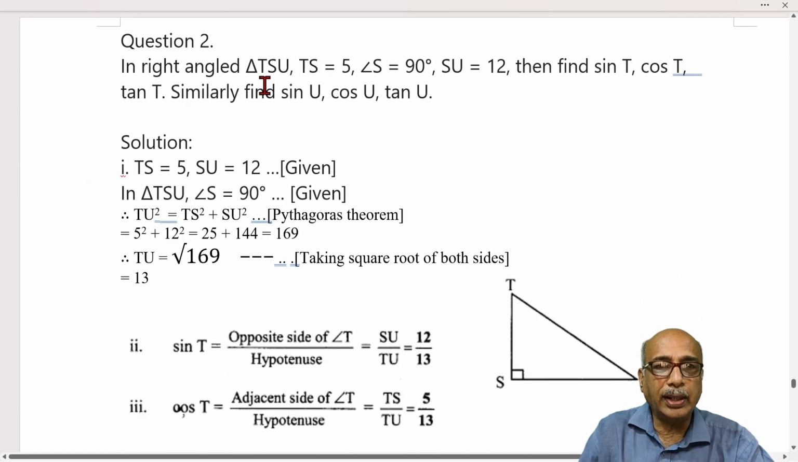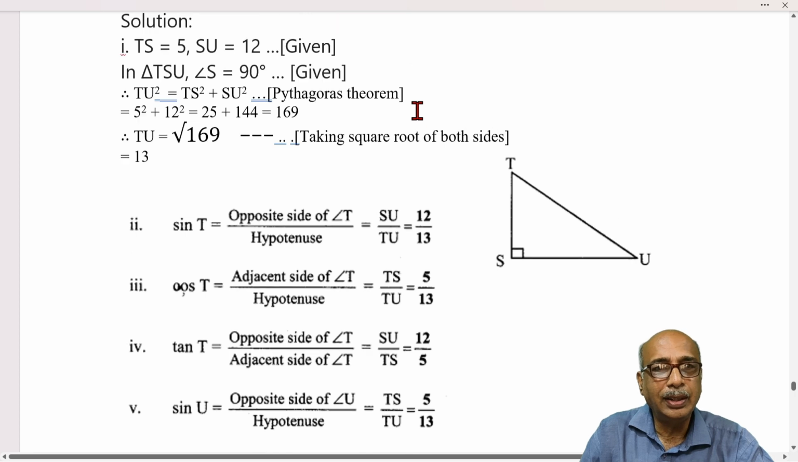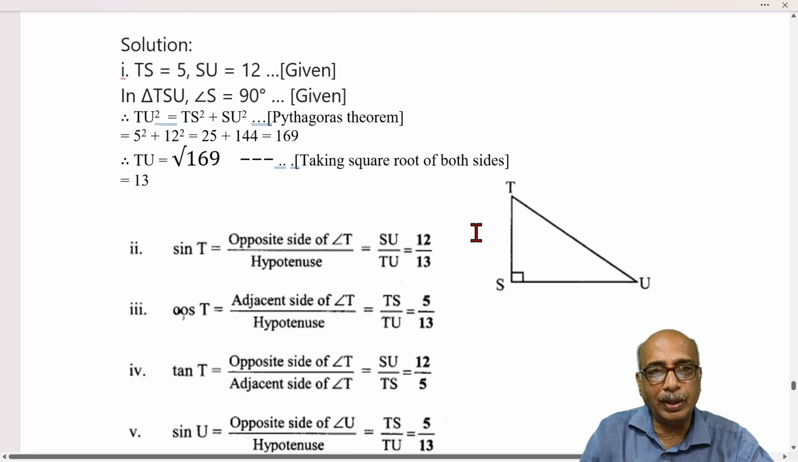Question 2. In a right angle triangle TSU, TS equals 5, angle S equals 90 degree, segment SU equals 12. Then find sin T, cos T, tan T. Similarly, find sin U, cos U, tan U. Very easy. Substituting the values from the figure and applying Pythagoras theorem, you will get TU equals 13.